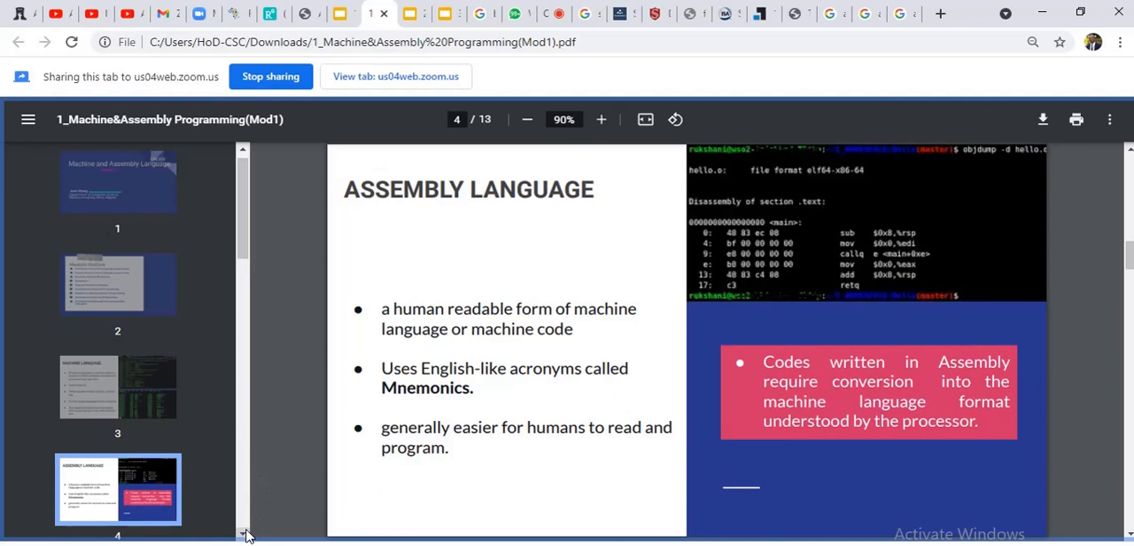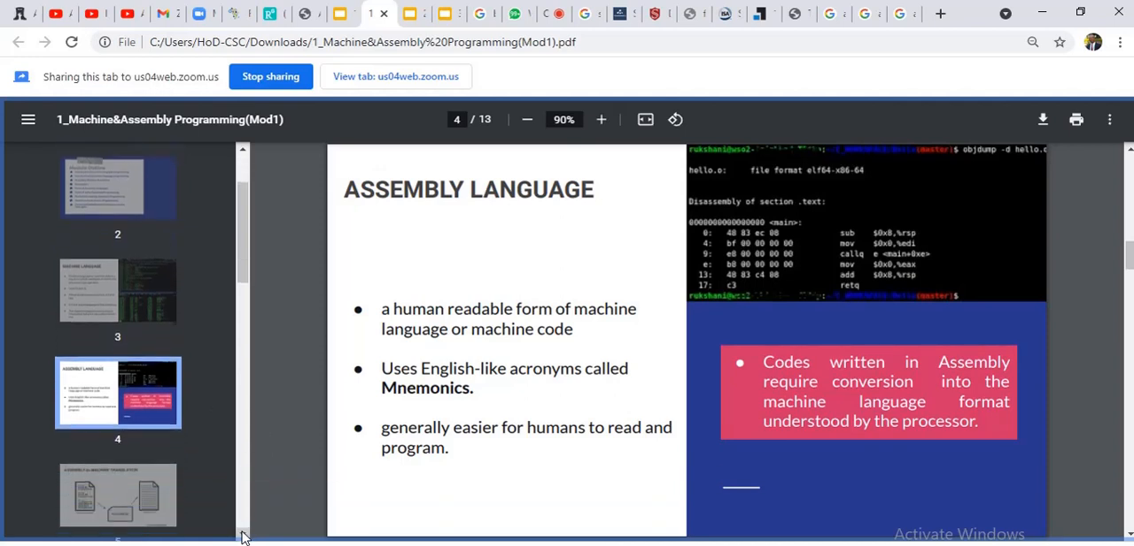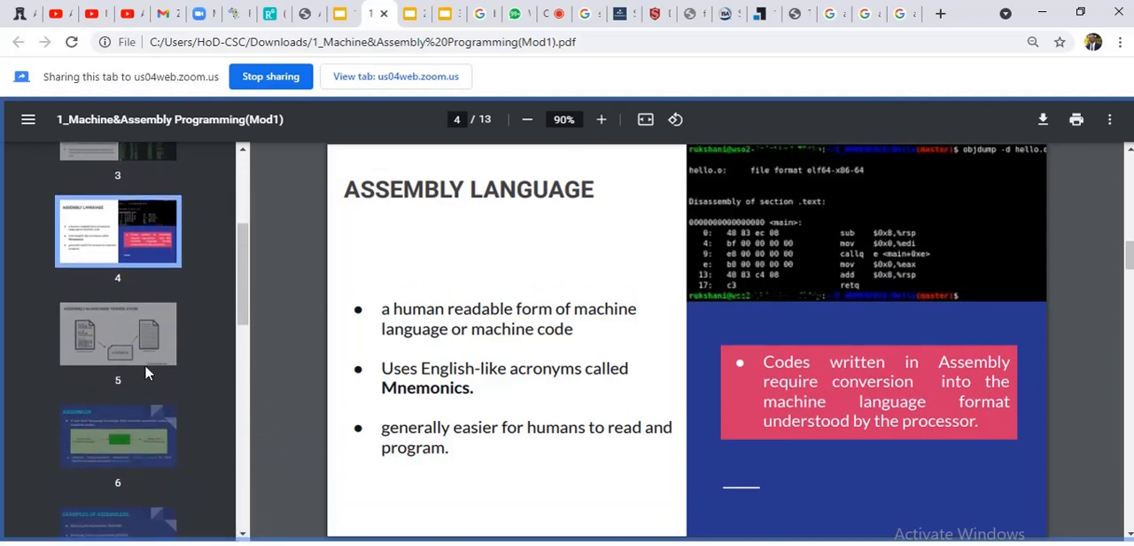Have we gotten the difference, please? Yes, sir. All right. Yes, sir.